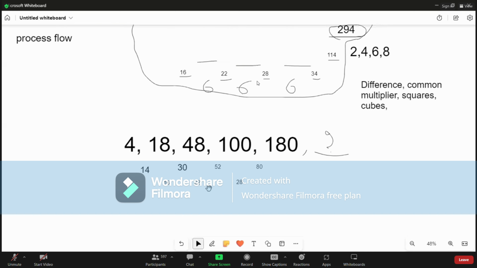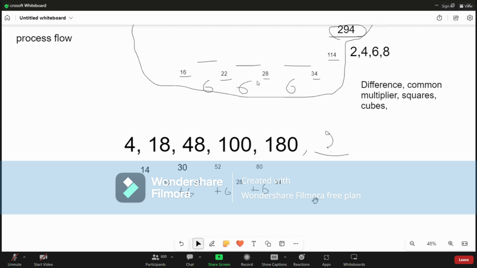That is, 16 to 22 is plus 6. Here you are having a plus 6 pattern, and even here it is plus 6. So for the next term too, it has to be plus 6. So if I add 6 to 28, it will be 34.